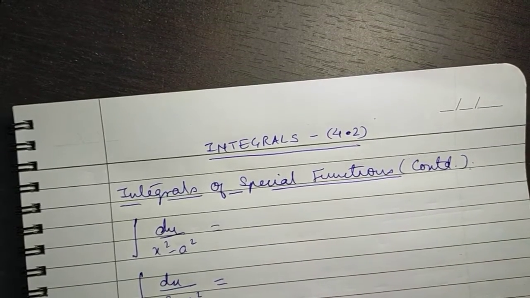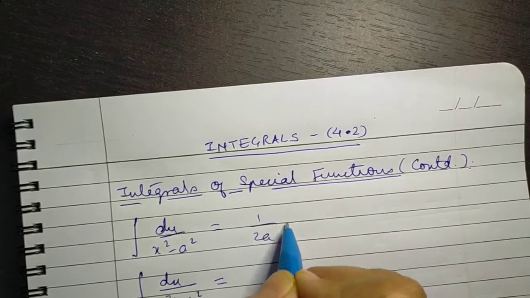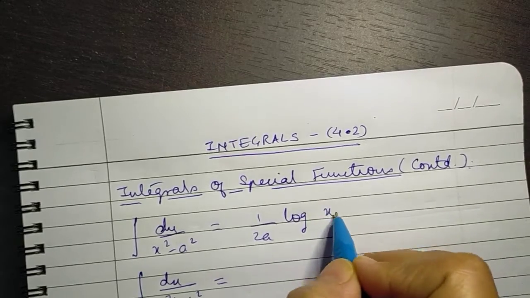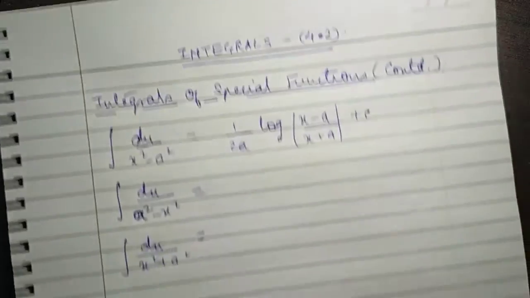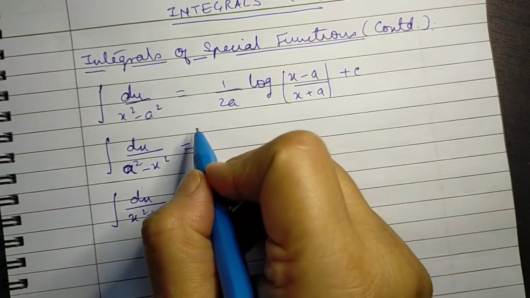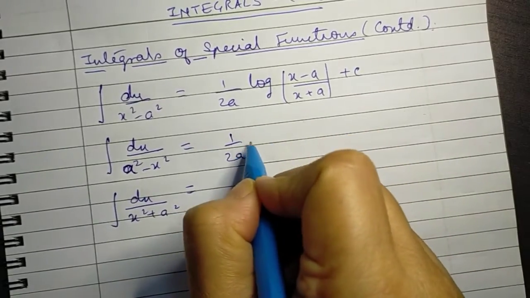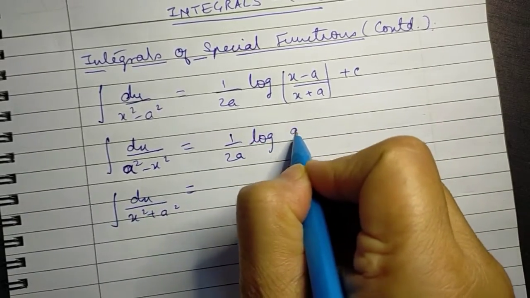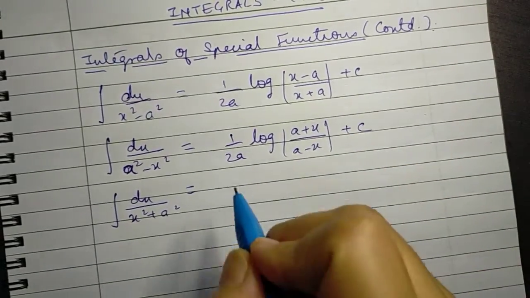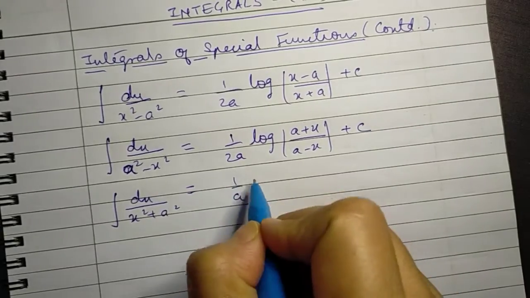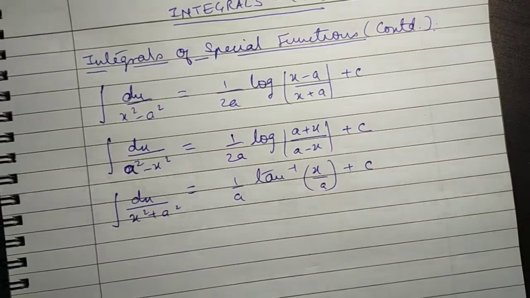And we found that the three results are: this is equal to 1 upon 2a log of x minus a over x plus a plus a constant. This one came out to be 1 upon 2a log of a plus x over a minus x plus constant, and the last one came out to be 1 upon a tan inverse x upon a plus a constant.